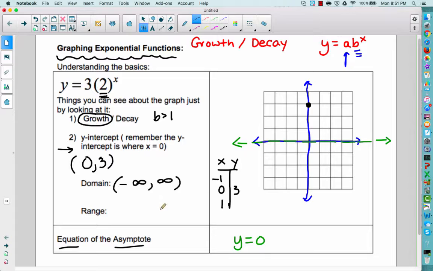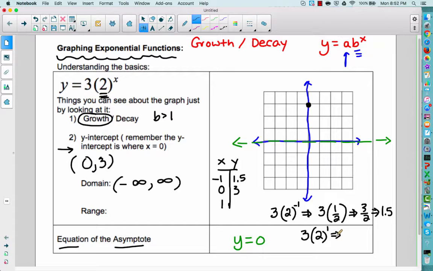So when I plug in -1, I get 3 times 2 to the -1 power. Remember that 2 to the -1 power means you flip it, you bring the 2 down, so it would be 3 times 1/2. 3 times 1/2 would give me 3/2, which is 1.5. Okay? So 1.5. Now I put in 1, sorry I'm running out of space here, 3 times 2 to the 1 power, 2 to the 1 is 2, 2 times 3 is going to give me 6.